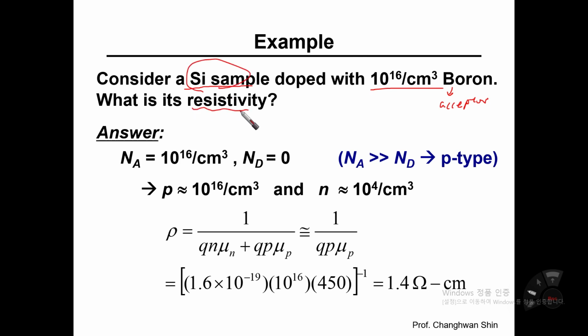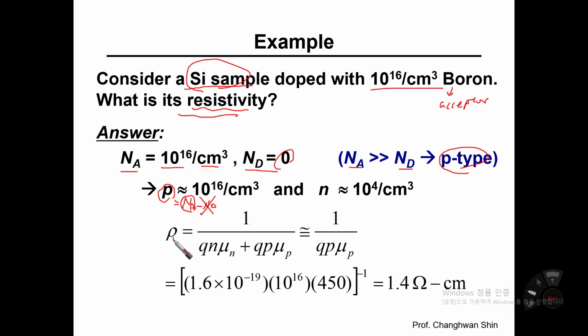What is its resistivity? So the acceptor concentration is 10 to the 16 per cubic centimeter, and no donors, Nd is 0, right? So Na is much higher than Nd, so this silicon sample is now p-type. So hole concentration is governed by net dopant concentration, but in this case Nd is 0, so Na is equal to p. Of course, all the acceptors are fully ionized at room temperature. Without any specified conditions, we're going to assume that everything is at 300 Kelvin. So now all dopant atoms are fully ionized, so that p is equal to Na.